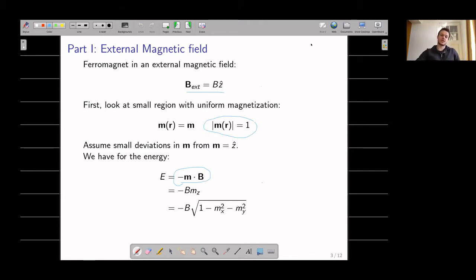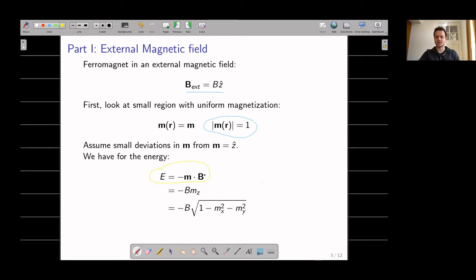From this state of uniform magnetization, we can assume small deviations from the z-axis. And at first we write the exact energy. Let me again underline what I'm talking about. So the energy, excuse me, I'm not so good with this writing. Here we have the energy in yellow.